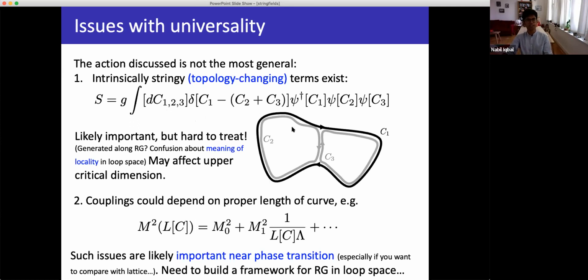I think it's important at the transition. In particular, it is likely to alter the transition from what I told you, and it also may affect the upper critical dimension. Okay, but I don't have enough control over it to tell you whether it makes it higher or what. And finally, the couplings in the action, I assumed they were constant.